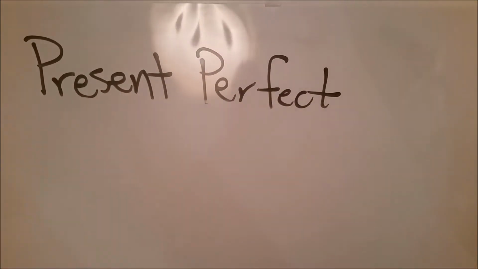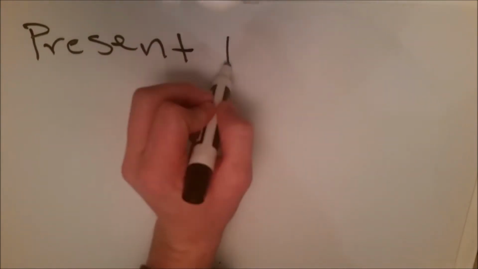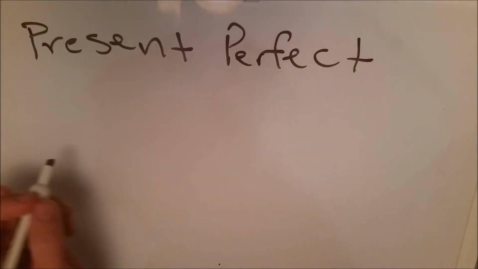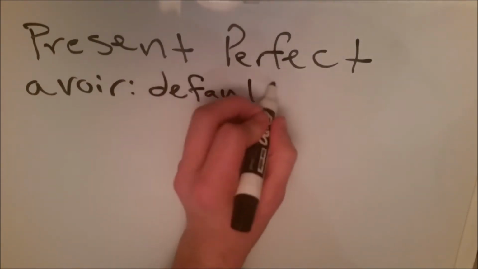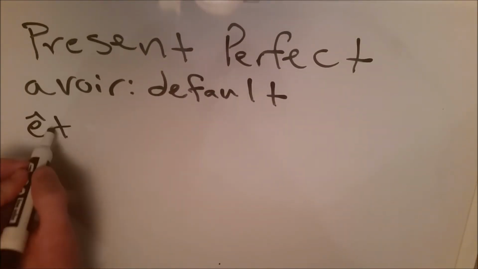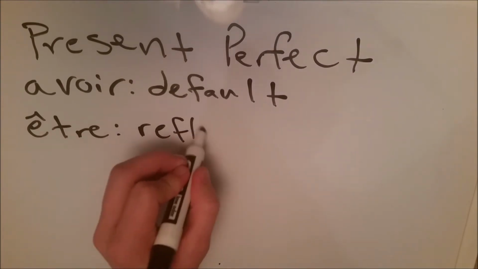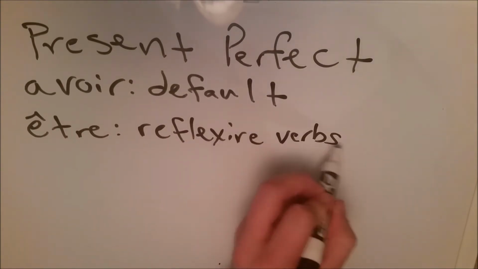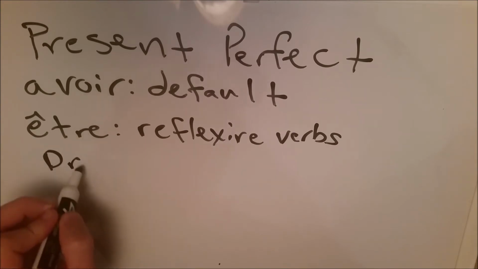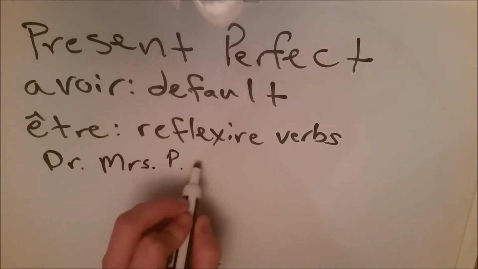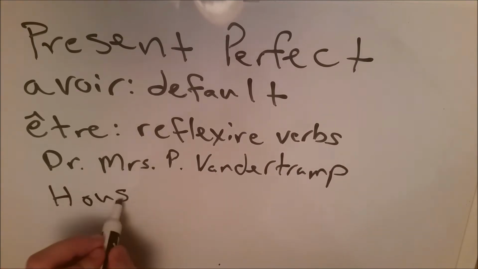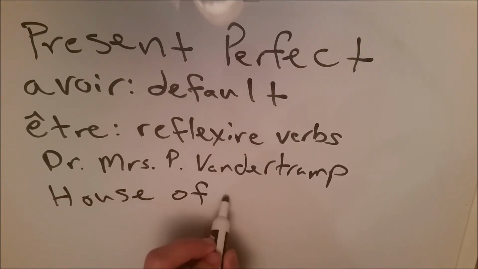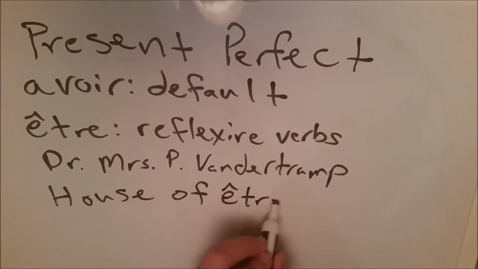Now how can we tell which auxiliary verb to use? Like I said, we have two options. The first option is avoir. That's our default. Most verbs are going to take avoir. We want to use être for reflexive verbs, and verbs that take Dr. and Mrs. P. Vandertramp, which is an acronym of the list of verbs that take être, or the house of être, which is a visual representation of this list.